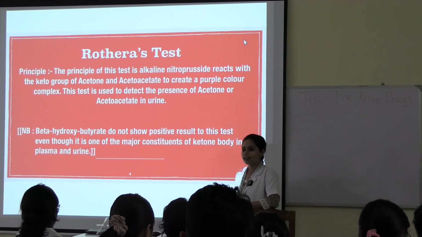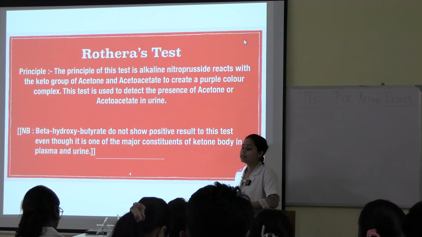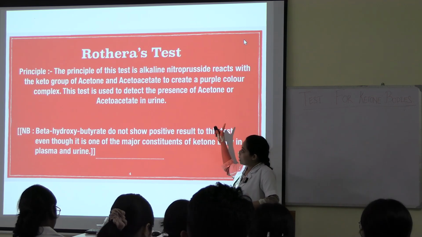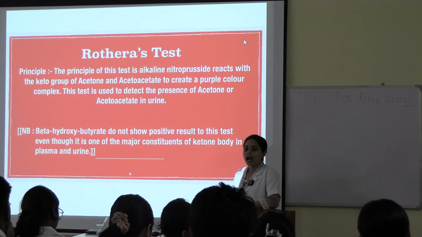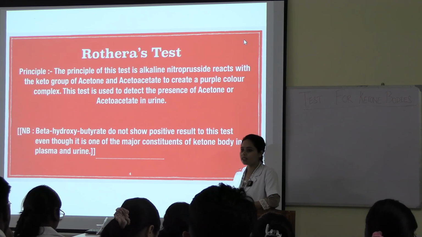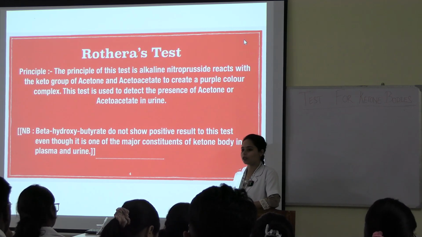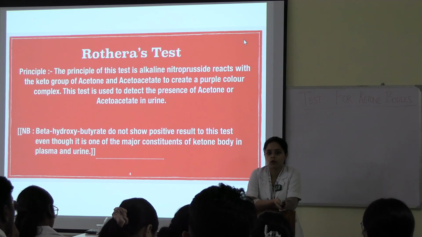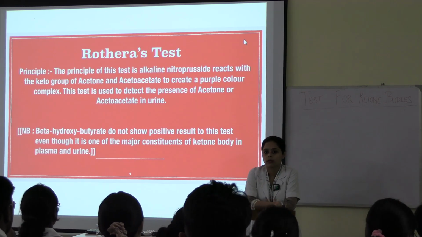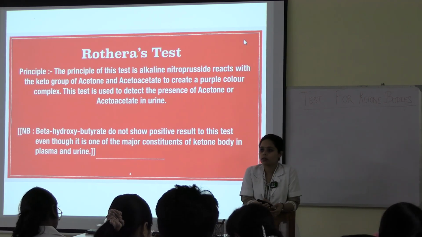Why? Any idea? This is because the keto group is not present in beta hydroxybutyrate. It has the hydroxyl group. This is the reason why it does not show positive. But advanced Rothera's tests show positive for beta hydroxybutyrate. Okay? Should I change?